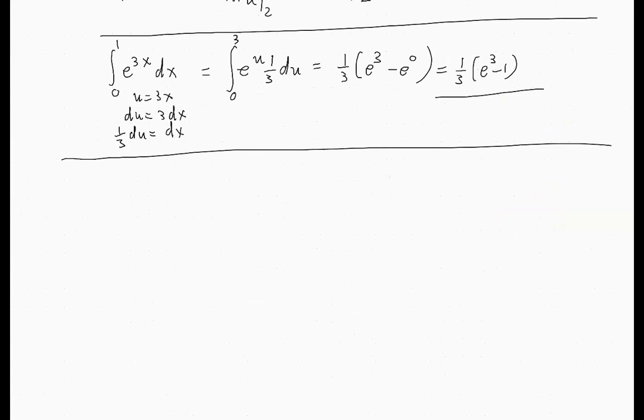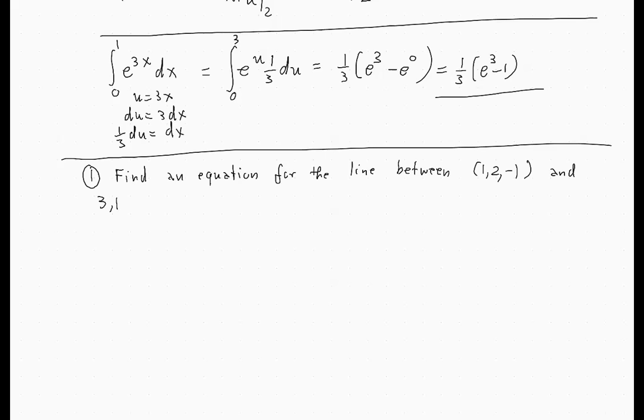And the first problem is the equation of the line. So find an equation. The problem says the equation. It's much more correct to say an equation for the line between (1, 2, -1) and (3, 1, 3). We know that the basic data for the equation of a line is a point on the line and a parallel vector to the line. So they look like this, right?